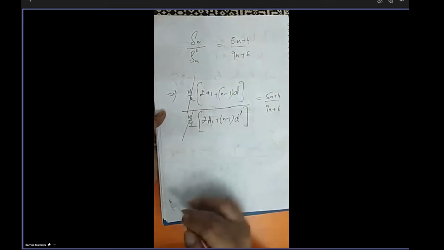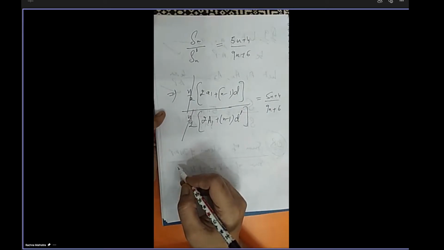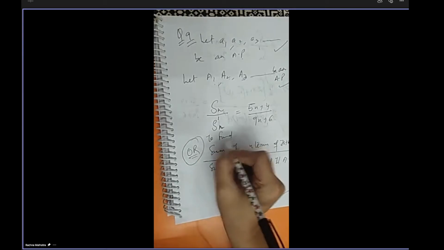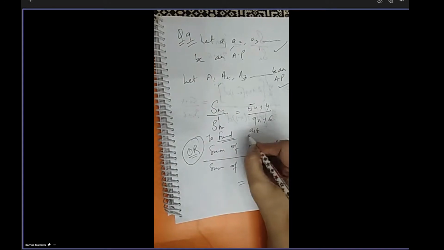Okay, this we can cancel out easily. Now what do we have to find in this question? Find the ratio of their 18th terms. That means a18 and capital A18: we have to find the ratio of the 18th term of the first AP and the 18th term of the second AP. Understood or not? That is what we have to find out.